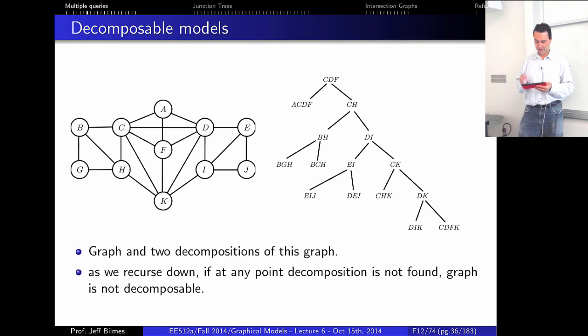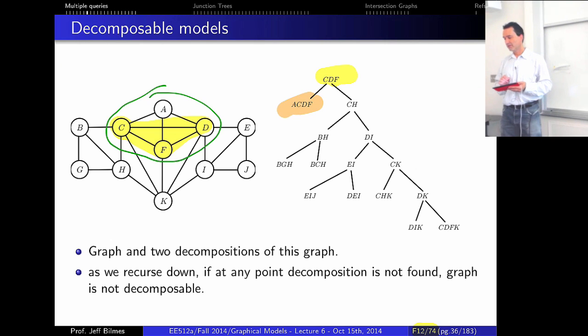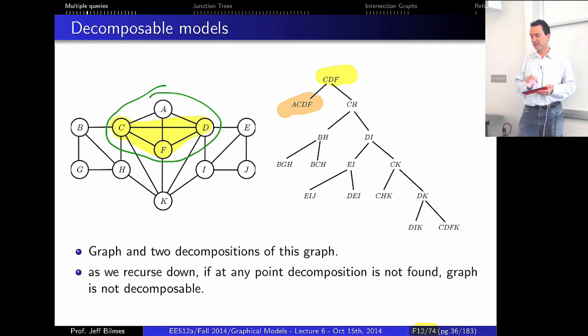So let's go to this example. We start with, I don't know if you can really see this here, but this is CDF. So C, D, and F is complete, right? It has a left graph consisting of CDFA, which is this guy here. So on the left-hand side, we've got ACDFA, and we can see that ACDFA, also on the left-hand side that I circled in green, is a clique. So therefore, the base case holds on the left-hand side in the clique.